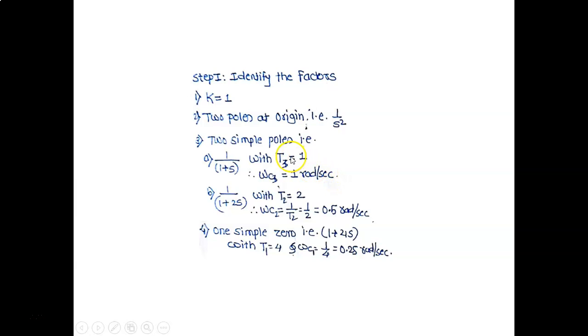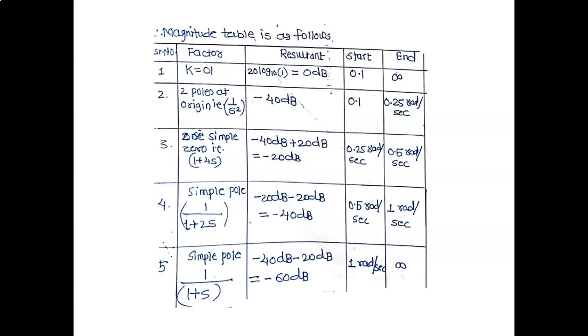Because frequency should be increasing: 0.25, 0.5, 1. That's why we have given omega c1 equal to 0.25, omega c2 equal to 0.5 and omega c3 equal to 1 radian per second. Now we will write down the magnitude plot table.